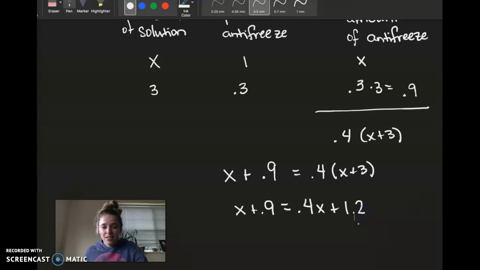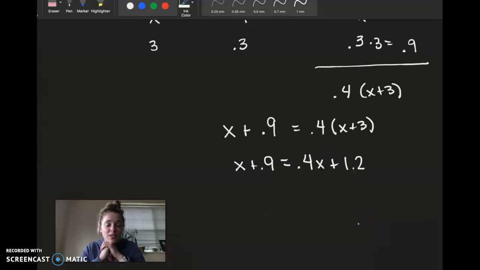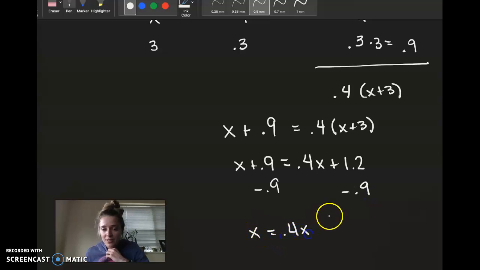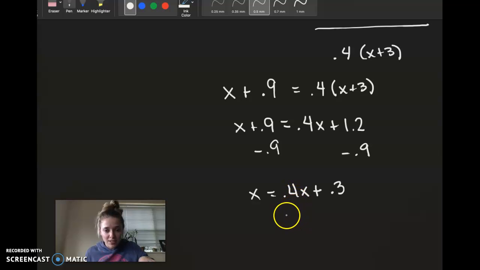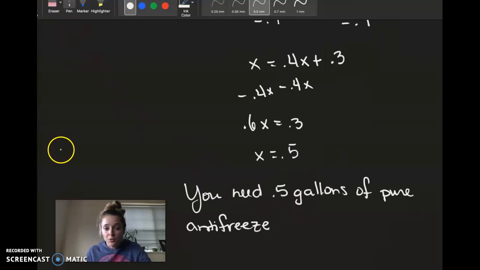1.2. And here we need to get the x by itself. But in order to do that, we need to get everything with an x in it on the same side and everything without an x in it on the other side. So I'm going to subtract 0.9 from both sides. And I would have x equals 0.4x plus 0.3. And then I need all the x's on the other side, so I'm going to subtract 0.4x from both sides. And I'm going to end up with, divide by 0.6, 0.5, which is half a gallon of the pure antifreeze.